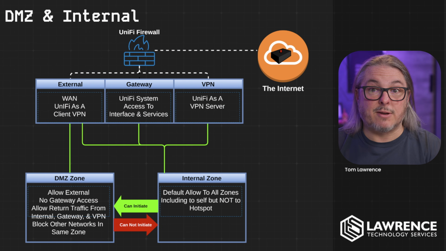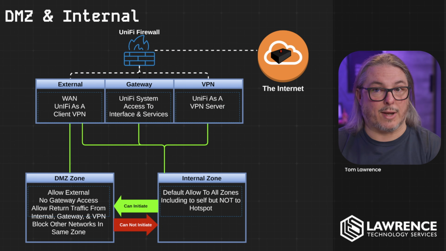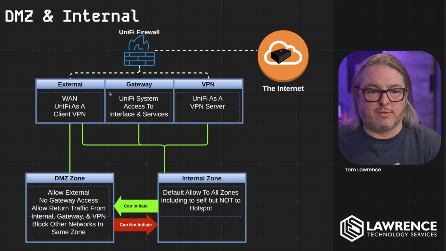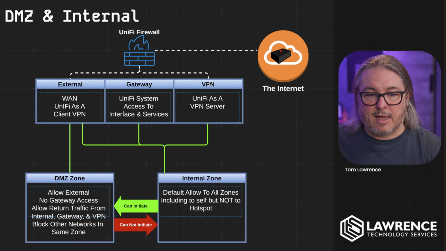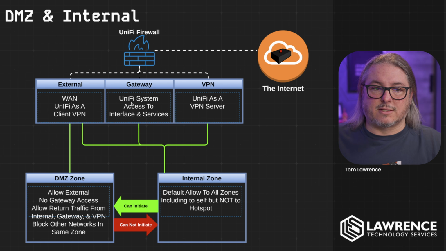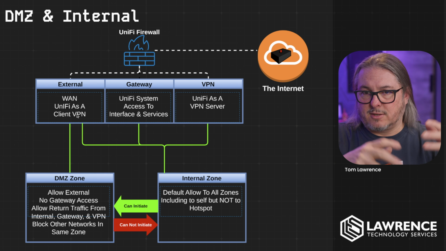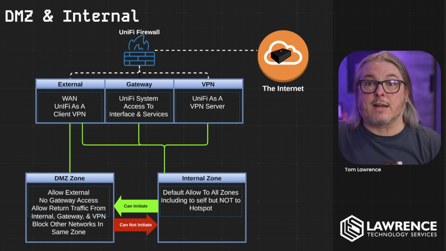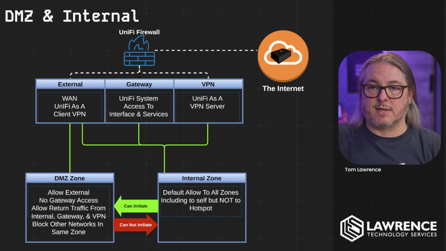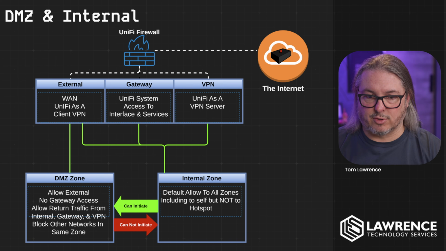Now let's talk about the predefined zones that exist in UniFi and how those rules work before we get to creating a custom zone. First, we have defined here external, gateway, and VPN. These zones are defined right out of the box in the system. So WAN and UniFi, when it's a client, goes in external. You can set up UniFi Firewall to be a client to connect to something like a privacy VPN or a site-to-site VPN. And if it's the client doing the connection, it lands in the external zone.